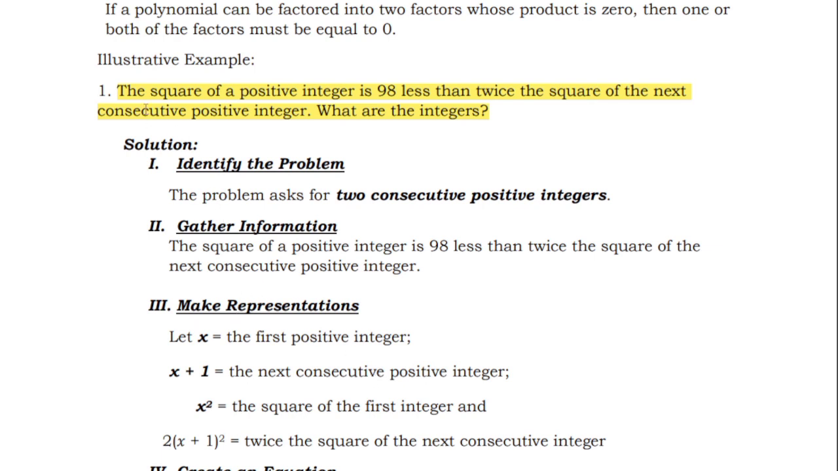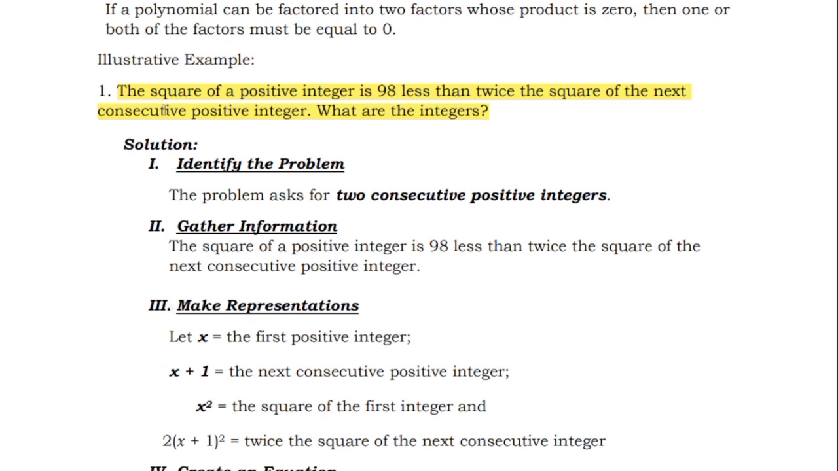So the square of a positive integer is the first positive integer squared, and twice the square of the next consecutive integer is twice the square of x plus 1. Now this is the mathematical representation.